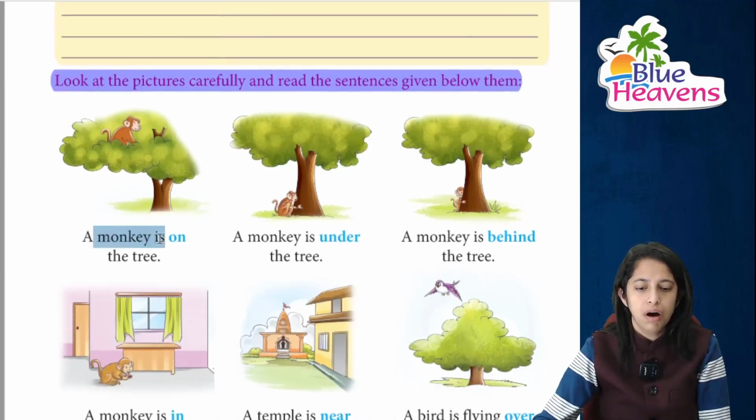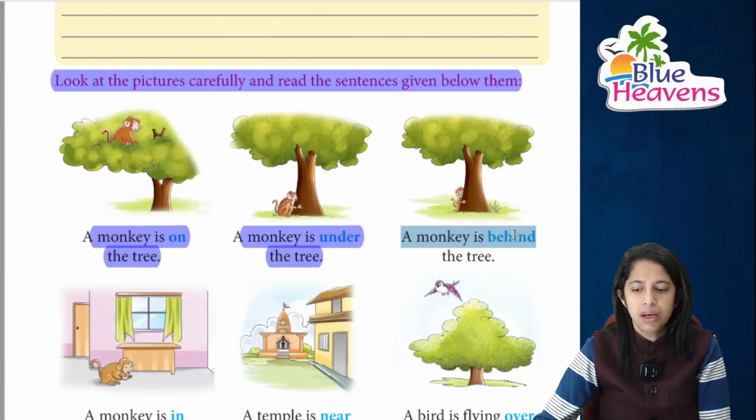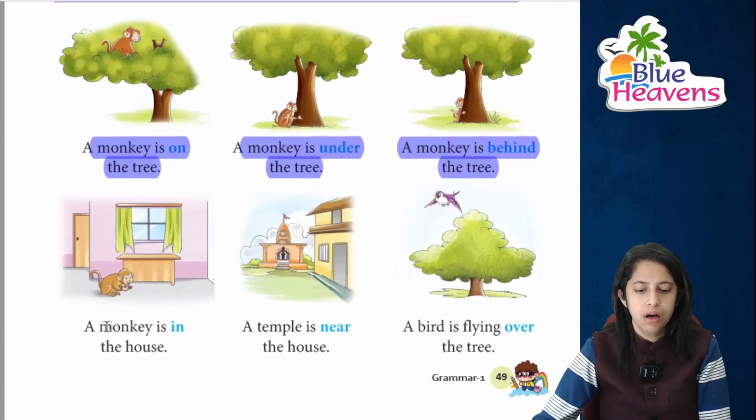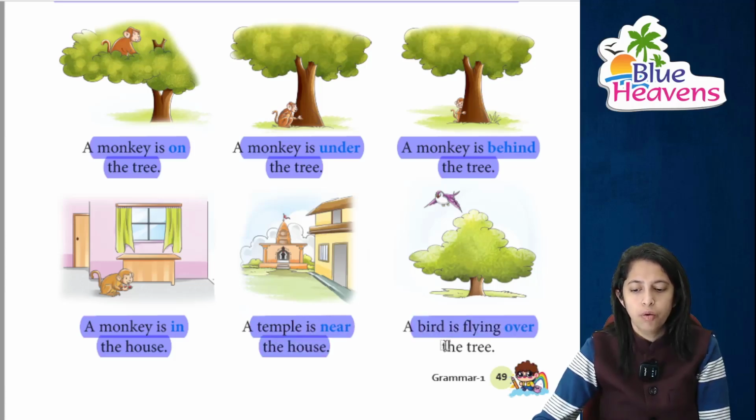देखिए, a monkey is on the tree. अब ये tree के ऊपर बैठा हुआ है, तो ये on क्या है? Preposition, right? And a monkey is under the tree. देखिए tree के नीचे बैठा हुआ है, right? And a monkey is behind the tree. Monkey जो है tree के पीछे है. Over here, a monkey is in the house. House के अंदर है. A temple is near the house. House के घर के पास क्या है? Temple है.